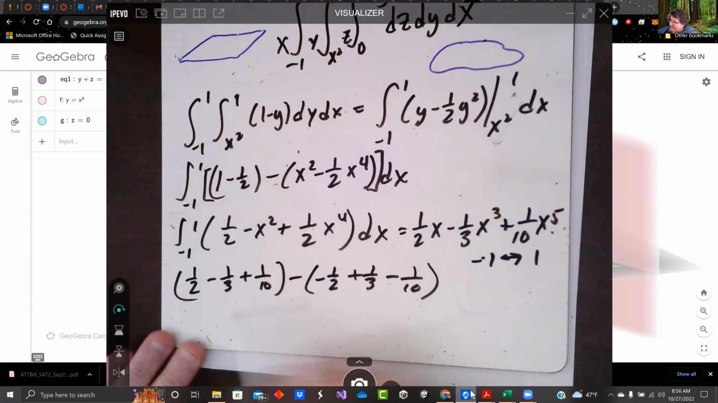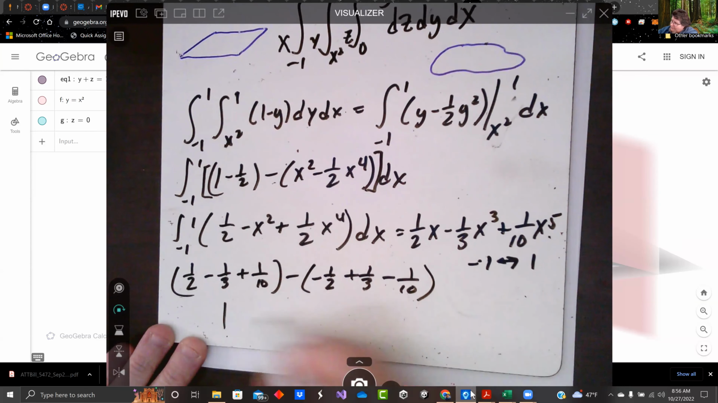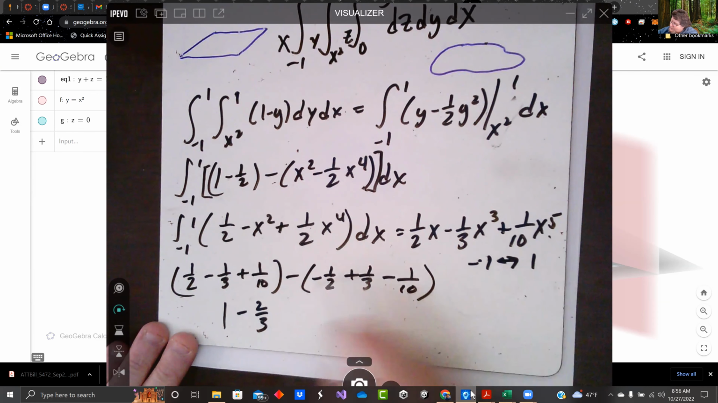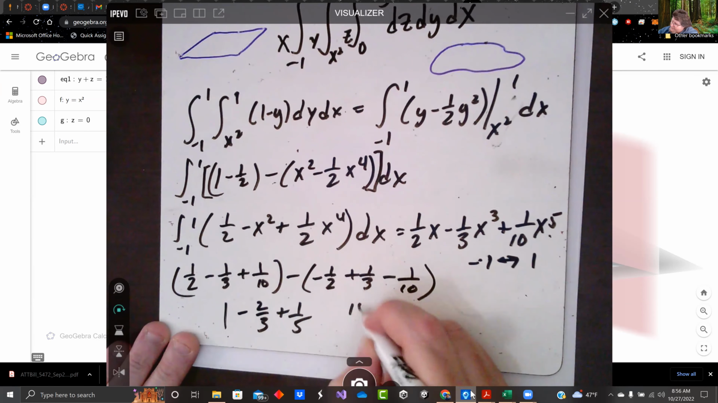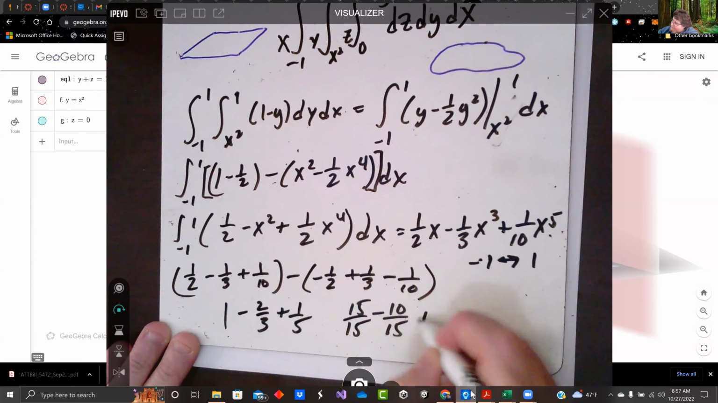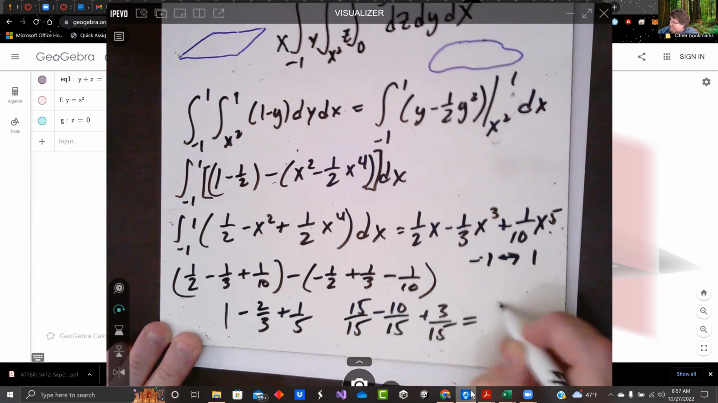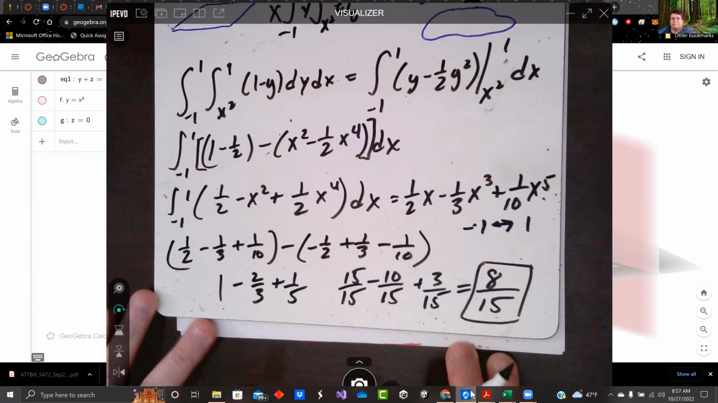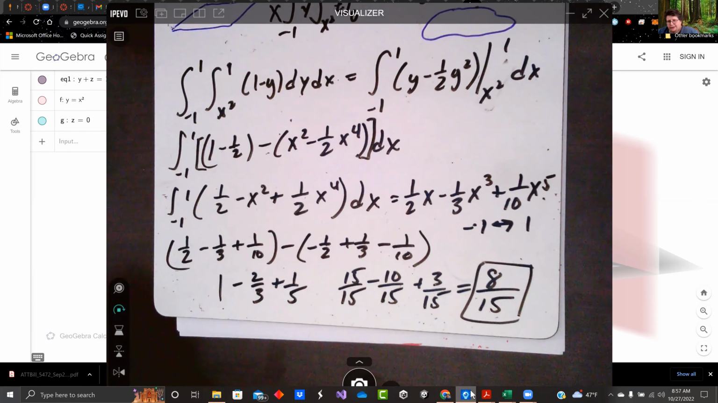So 1/2 and negative 1/2 is 1. And -1/3 minus 1/3 is minus 2/3. And 1/10 plus 1/10 is 1/5. So common denominator, 15/15 minus 10/15 plus 3/15 is 8/15. No calculator needed. Practice your fraction skills too.